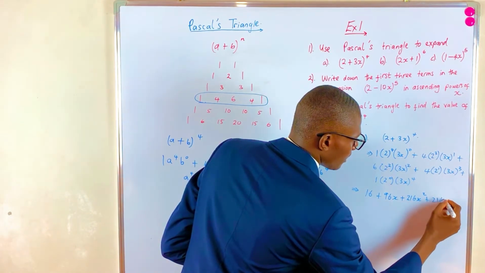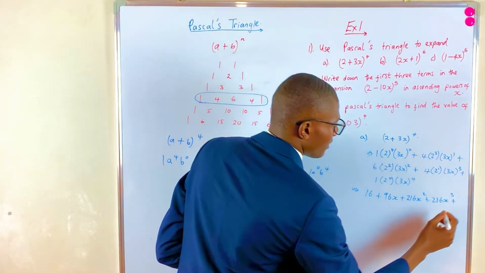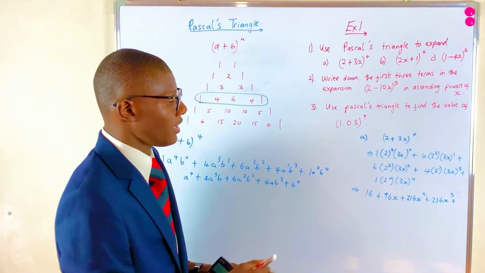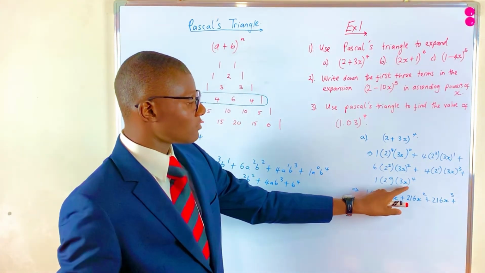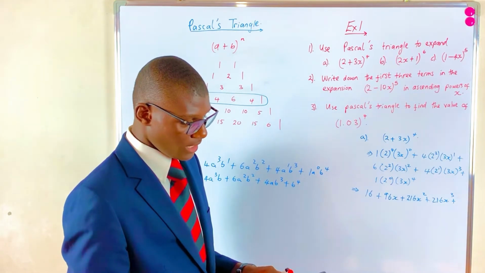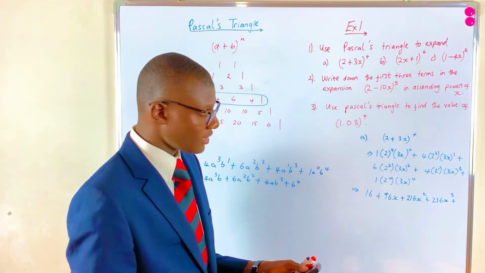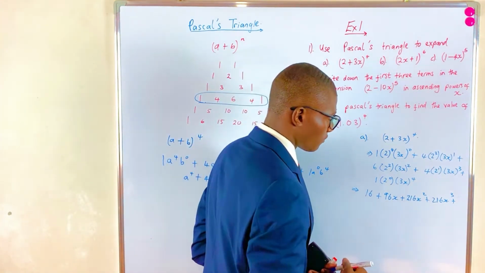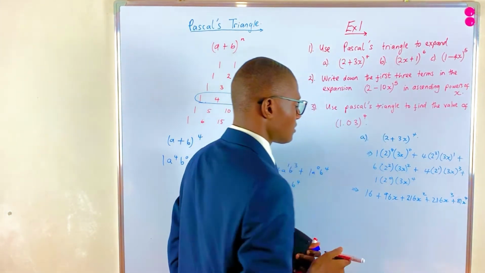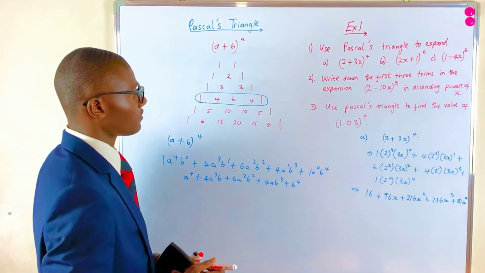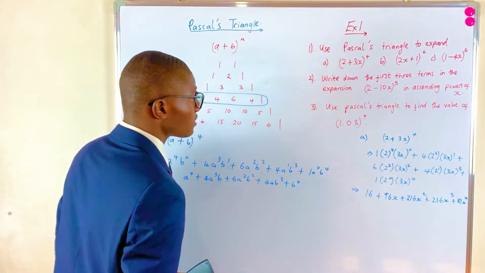216x^3, then plus, here we know 2^0, that's a 1. So 1 times 1 multiplied by (3x)^4, that's 81x^4. So 81x^4, like this. So this is the result that we get for the first. And now moving on to the second.